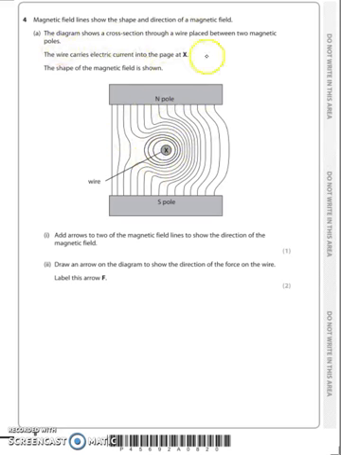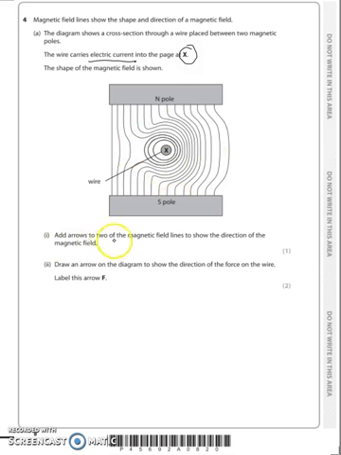This is of a wire placed between two magnetic poles and there is a current running into the page at X. And the shape of the magnetic field line is shown. So this looks weird because normally between two poles like this we should see a uniform magnetic field, but because this wire has got a current running through it, it also creates its own magnetic field. So these two magnetic fields are interacting and the magnetic field from this wire is causing the uniform magnetic field between these two poles to bend.